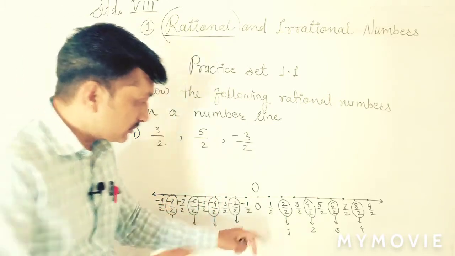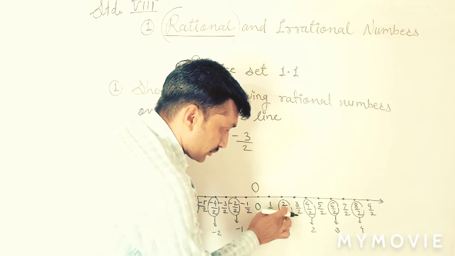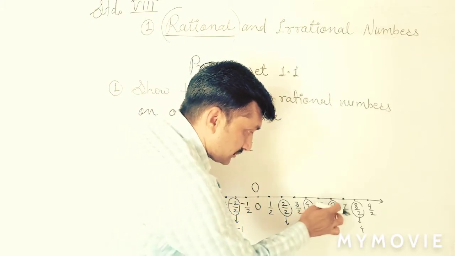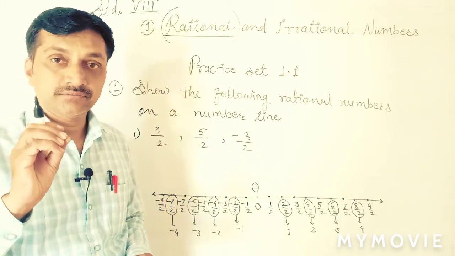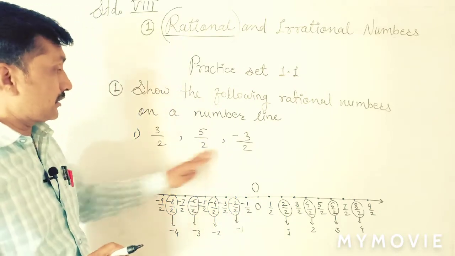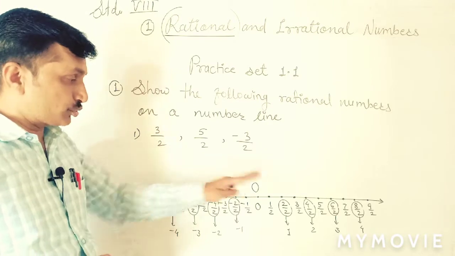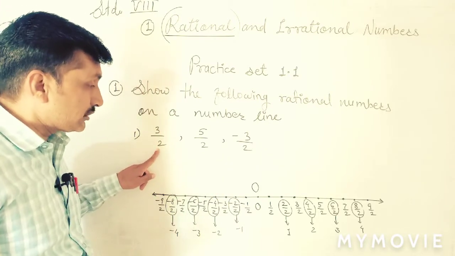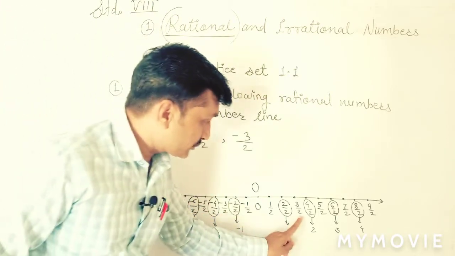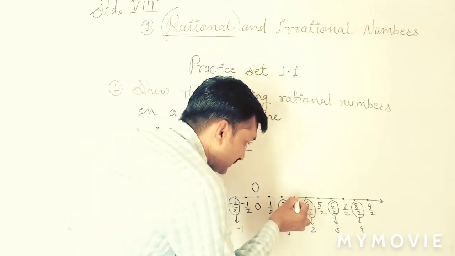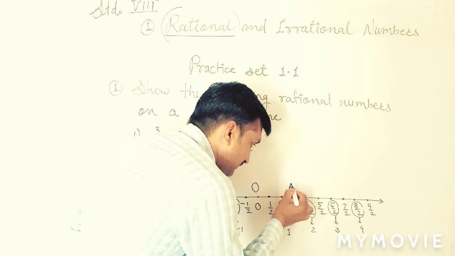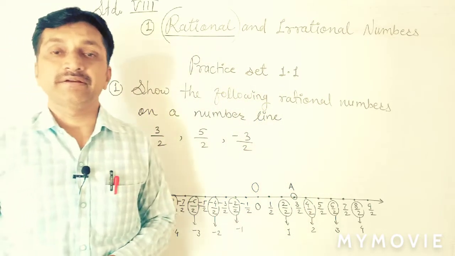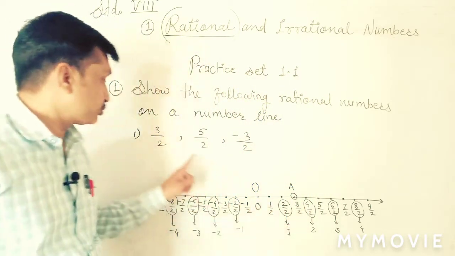What do you have to do afterwards? You erase that, write here 1. Erase this, write 2. Erase this, 3, 4. Rub that. Now our points are these. We don't want all, we want these. 3 upon 2. Now you see, where is 3 upon 2? 3 upon 2 is here. That's why you mark it here and give it any name. I write here A, 3 upon 2.